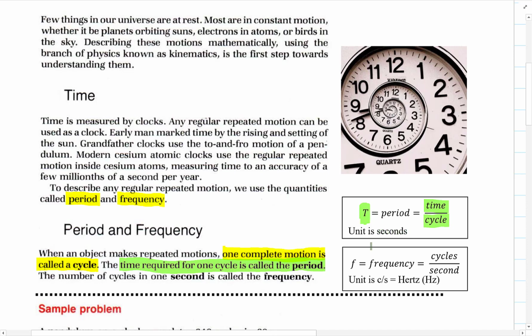The number of cycles in 1 second is called the frequency. So we give that a little f, a script f actually, lowercase f, frequency, and that is cycles per second. And its unit is cycles per second, and we also call that hertz. So we call that frequency.